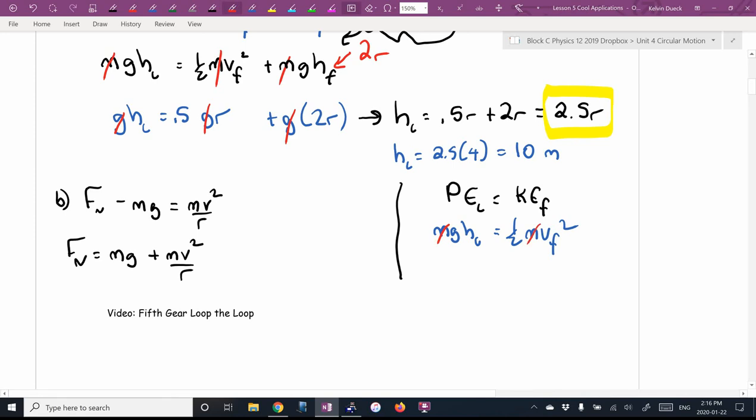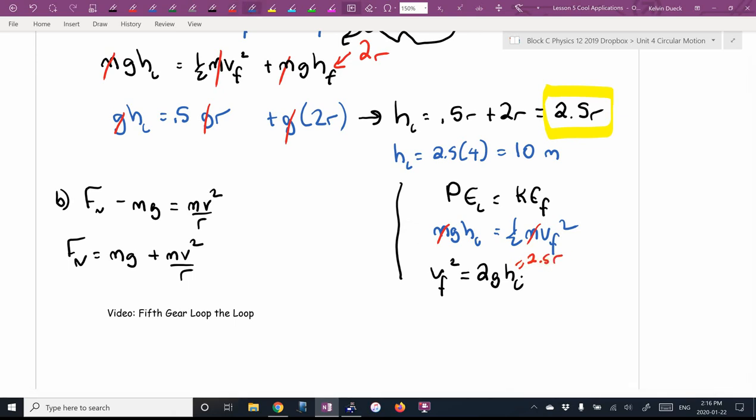I'm going to get the v. Actually, I'm not going to get the v by itself. I think I'll cleverly get the v squared by itself since it's a v squared over here. And I get this. Vf squared equals 2gh initial. Problem. I don't know h initial. Or do I? What is h initial in terms of r? 2.5 times the radius. So you can make a little note here for h initial. That's 2.5 times the radius.